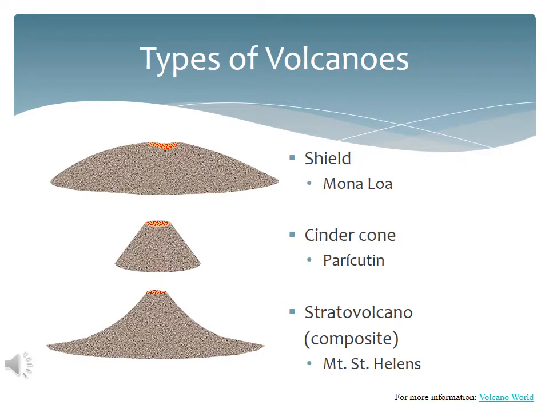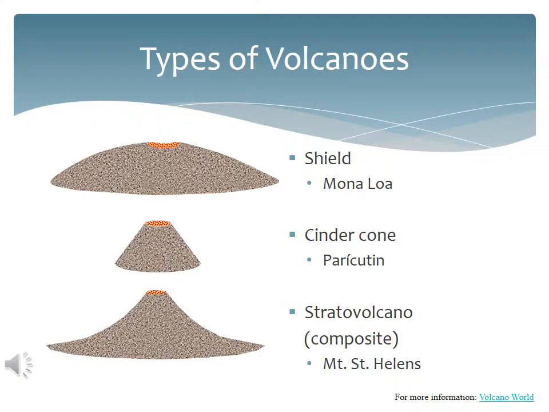Volcanoes can be divided into three basic types: shield volcanoes, cinder cones, and stratovolcanoes. Shield volcanoes can be recognized by their gently sloping sides. Mauna Loa and Kilauea are typical large shield volcanoes. Shield volcanoes tend to have gentle eruptions of basaltic lava flows.